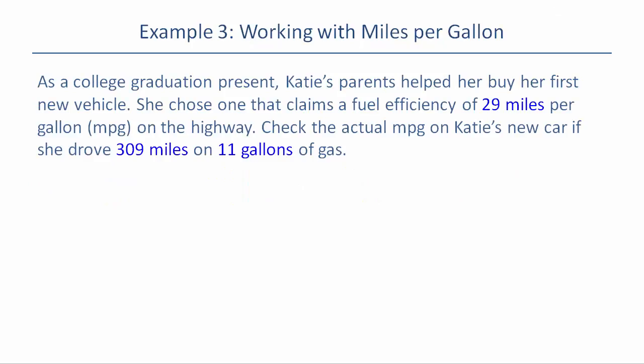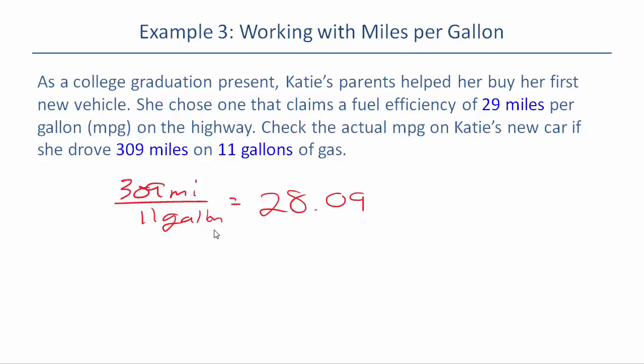How about this one? So Katie's parents helped her buy her first new vehicle. She chose one that claims to have a fuel efficiency of 29 miles per gallon on the highway, and you can check the actual miles per gallon on her new car. If she drove 309 miles on 11 gallons of gas, what was her actual miles per gallon? Well, that's pretty easy. We just do miles over gallon and then reduce it or slap it into our calculator. And we get just a little bit over 28 miles per gallon, right? Miles per gallon because gallon's on the bottom.